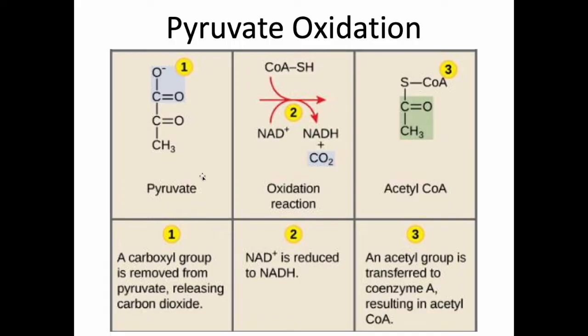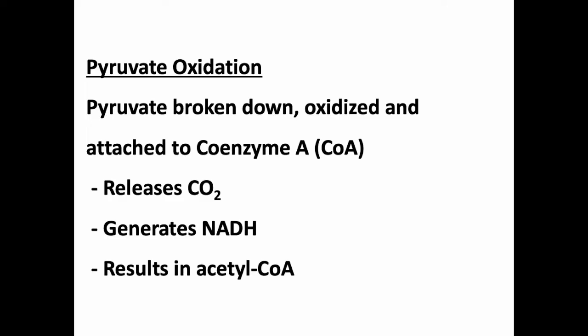So, again, single slide, good summary of pyruvate oxidation. If I want to break this down into text, pyruvate oxidation. Pyruvate is broken down, oxidized, and then attached to coenzyme A, or CoA. This releases CO2. This generates some valuable NADH, and this results in acetyl-CoA, the two remaining carbons from each of these pyruvates attached to the CoA carrier.